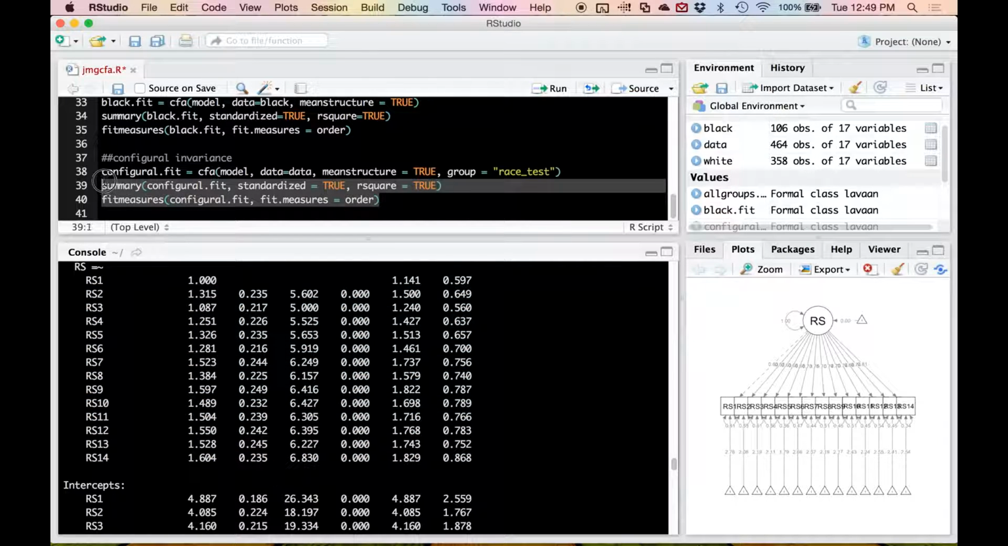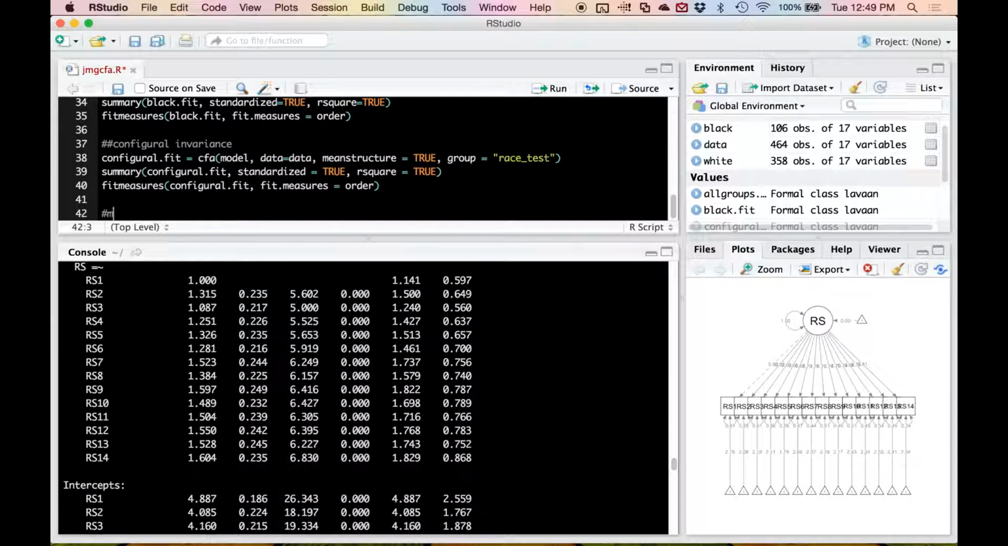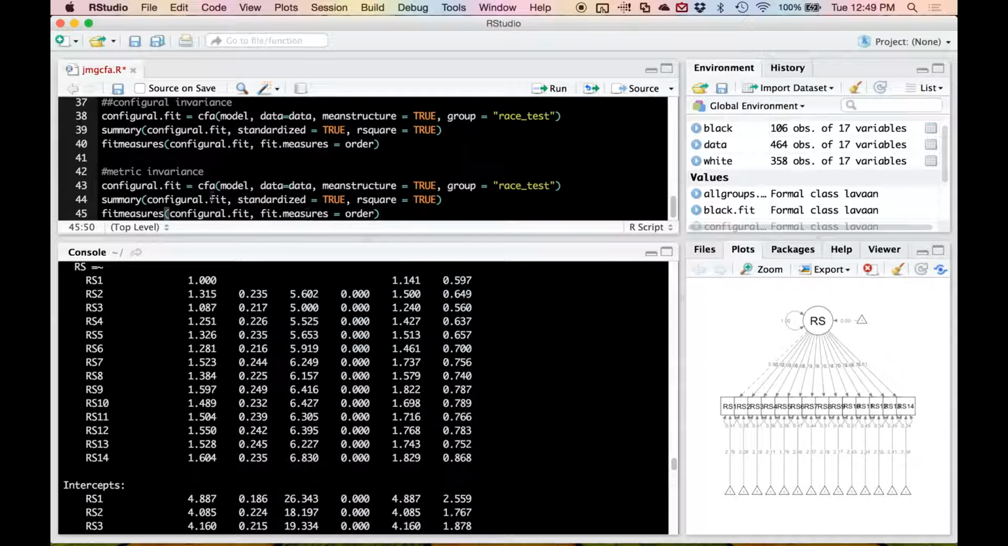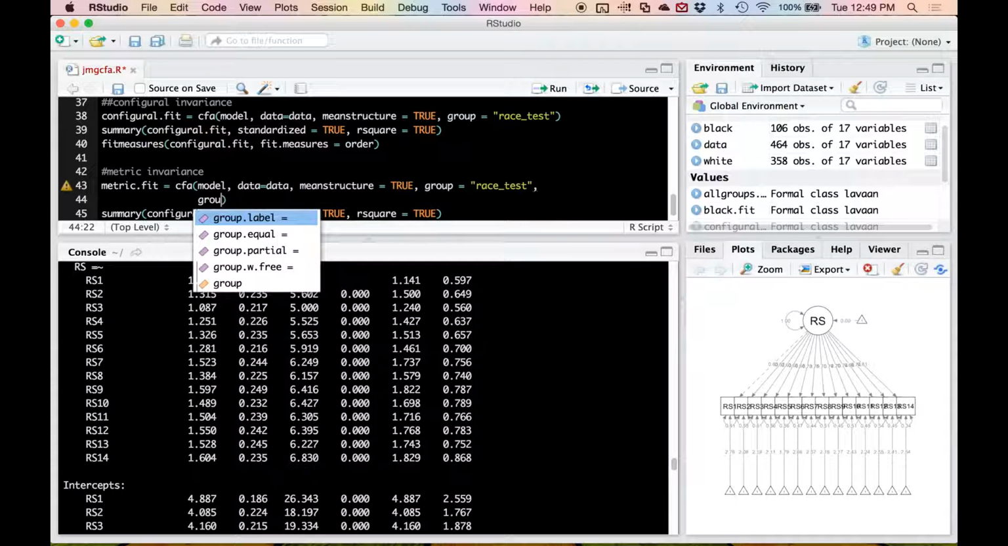Now to do that, I'm basically going to take this configural invariance code. This is going to be metric invariance. Remember, these are the terminology from the Brown book. Other people use slightly different terms. And so what I'm going to do is I still have my data set, my mean structure, my group. I'm going to add one more piece. And what we're going to do is group.equal. Okay, so set these things equal across groups.